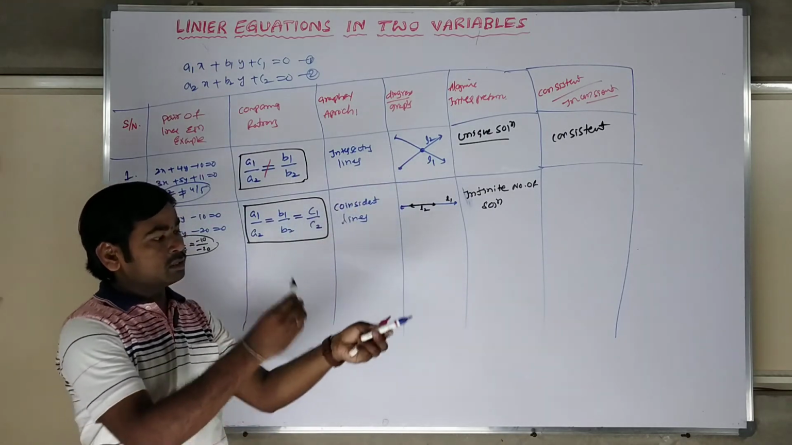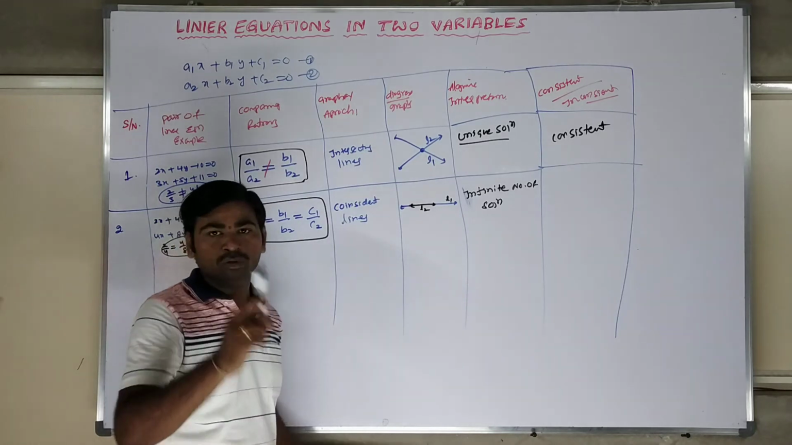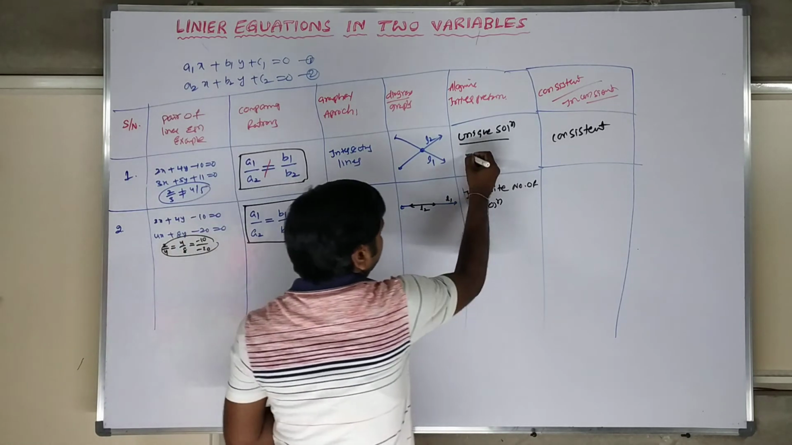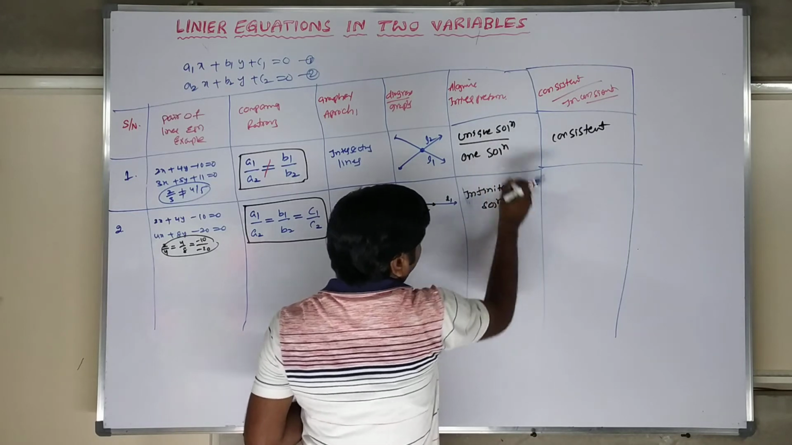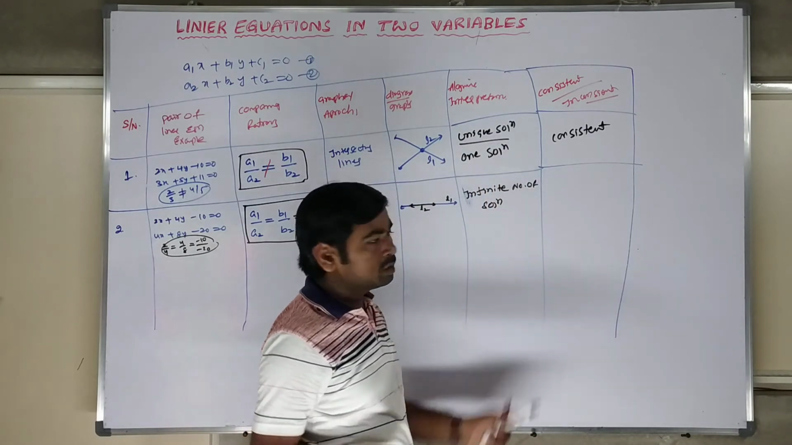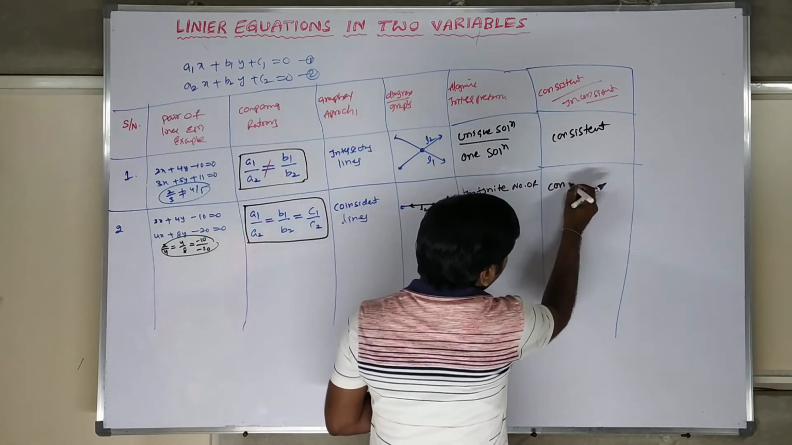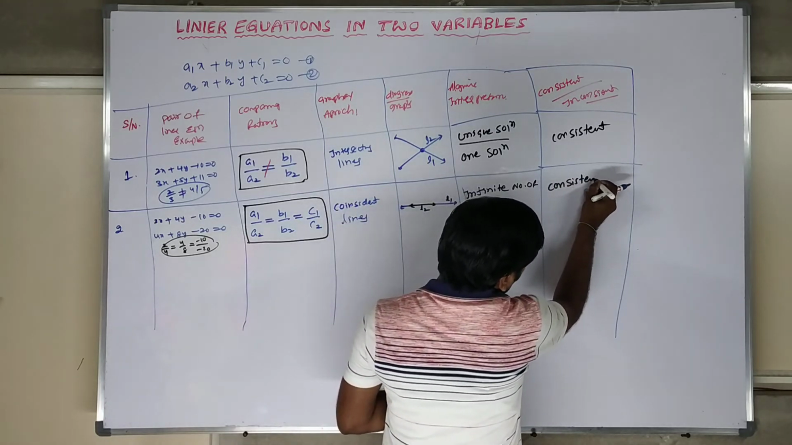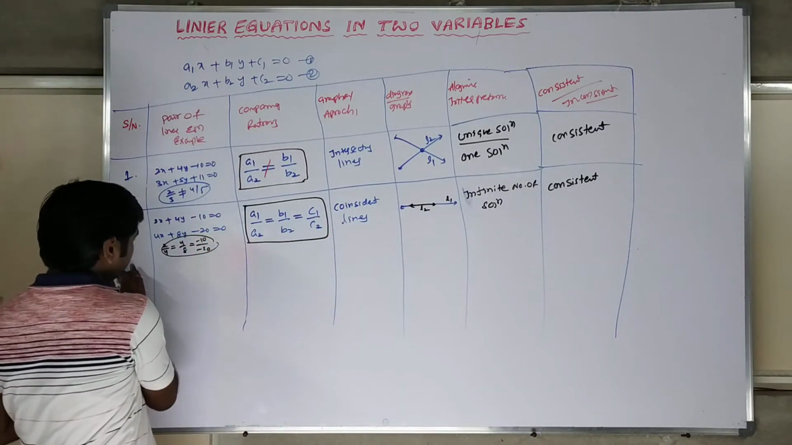Then how many times are the lines intersecting? A single time they intersect. That's what a single solution means: one solution, or you can say a unique solution. So it is one solution or infinite solutions. Here the solution exists, so this is also consistent. Solution existence, you can say consistent.